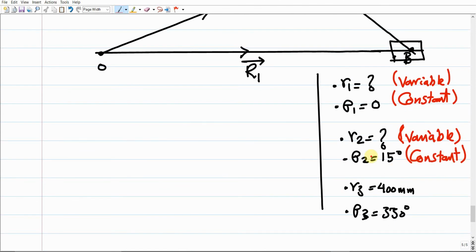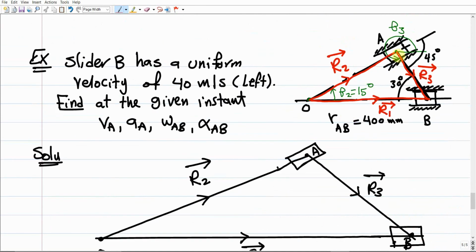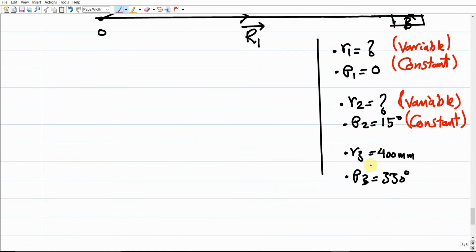How about R3? R3 is this distance between A and B. This distance between A and B represents a physical length that is already there, and this length is not going to change. It's just going to rotate, but its length is fixed. It means that R3 is constant.